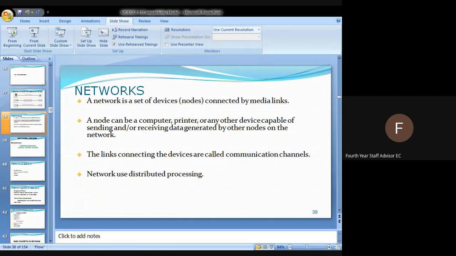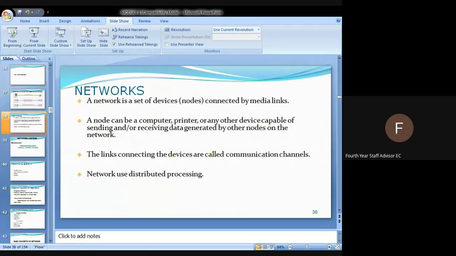Now, I told you all the nodes are autonomous in nature, but they are interconnected together either by a wired medium or a wireless medium. That interconnection is only meant for the communication part, right? So the link or the links connecting these devices, you can call them channels.